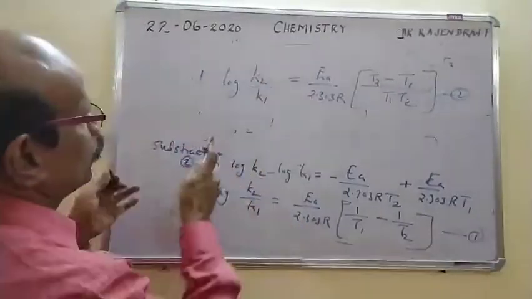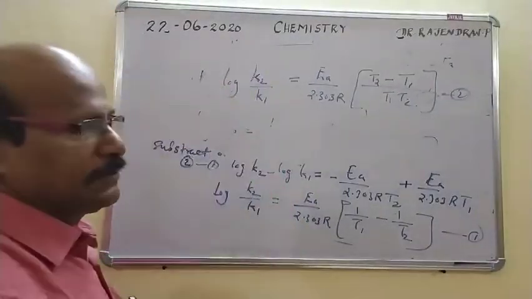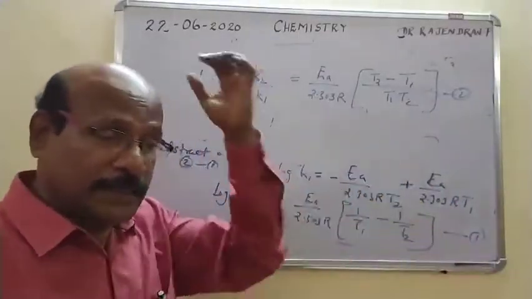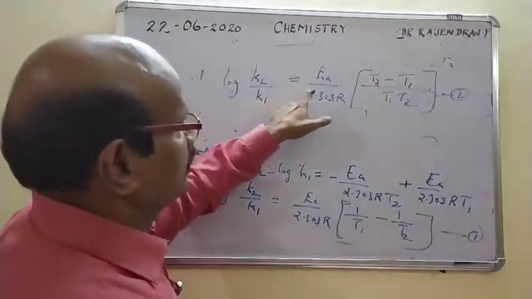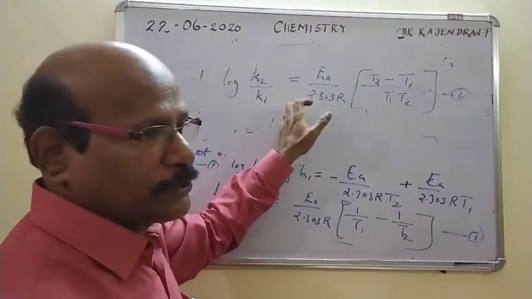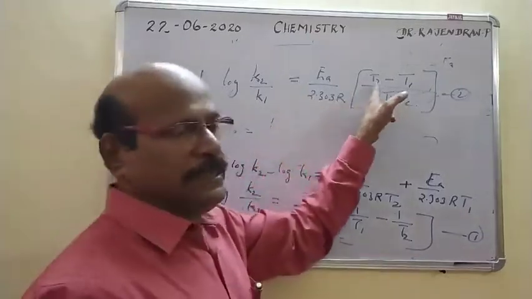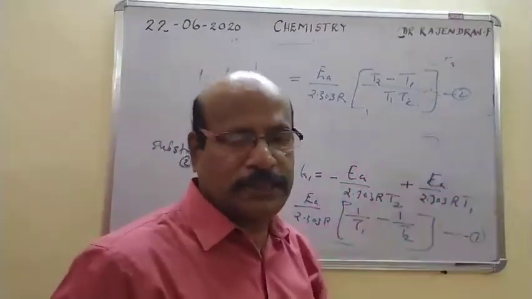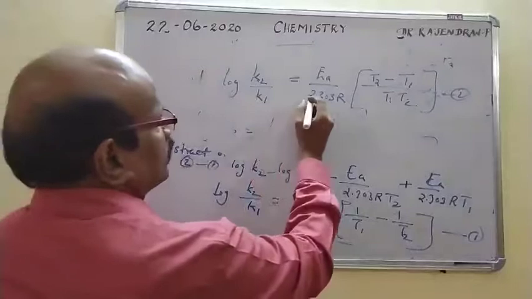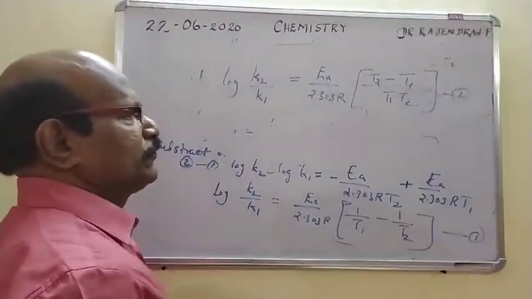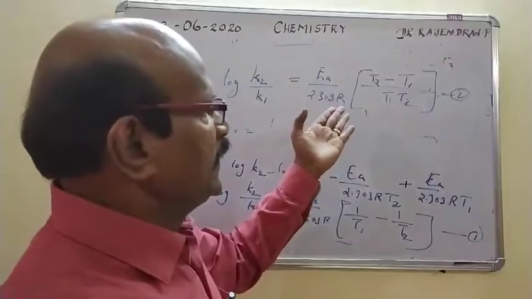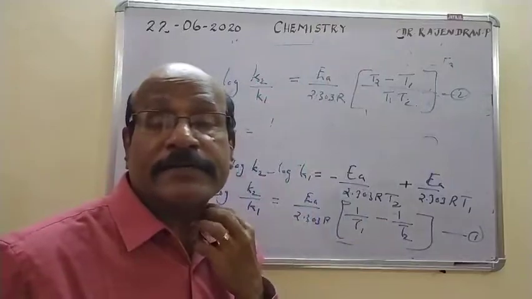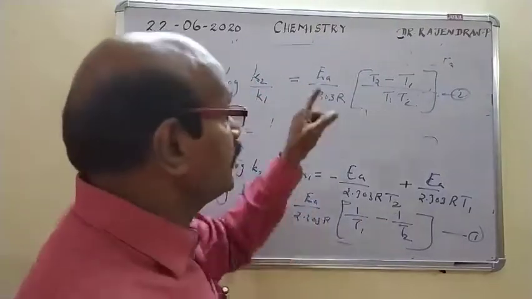So you put here log on the left side: the rate constant at the higher temperature K2 divided by the rate constant at the lower temperature K1, that is equal to EA by 2.303 R, a constant, into the higher temperature T2 minus T1, the lower temperature, by T1 T2. So that is the equation, the analytical form of the Arrhenius equation, used for determining or evaluating EA. If we know K1 and K2 at two different temperatures T1 and T2, we can evaluate EA.